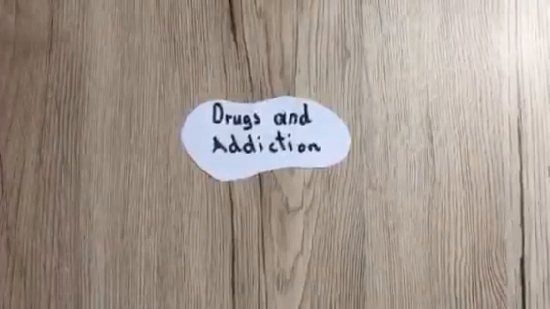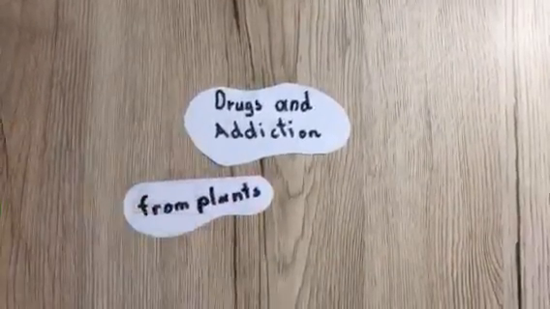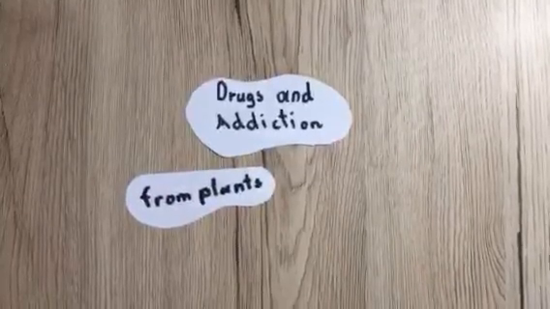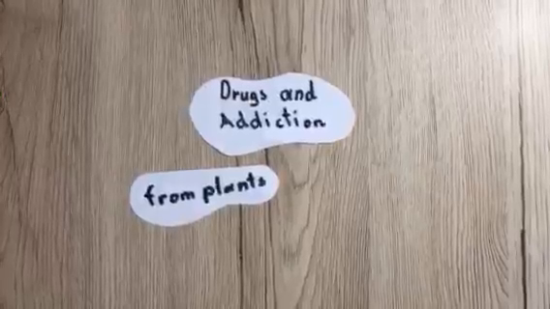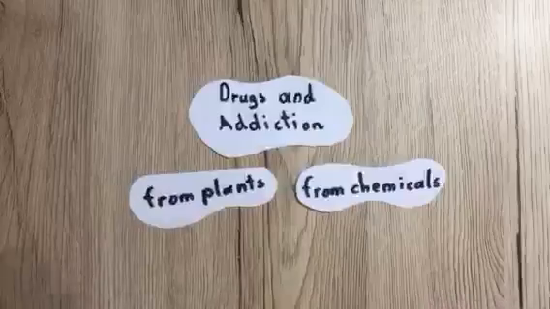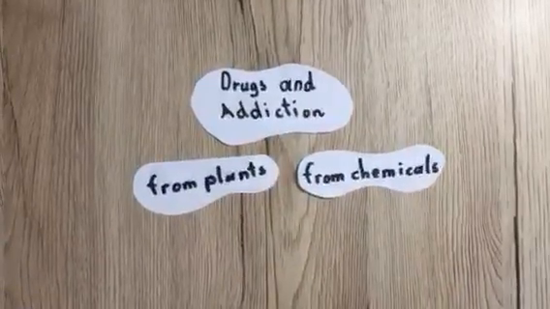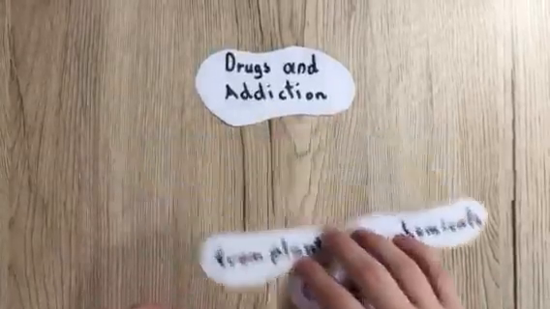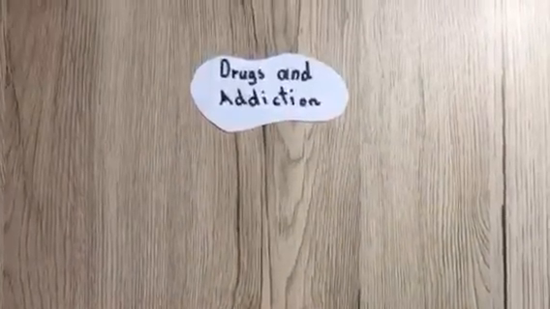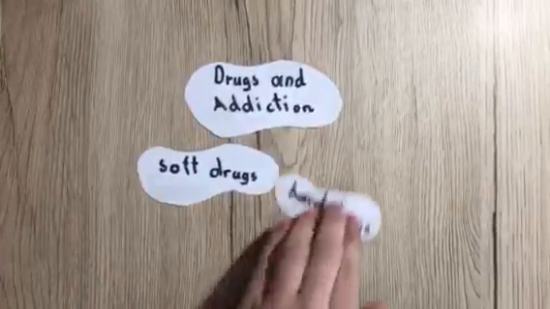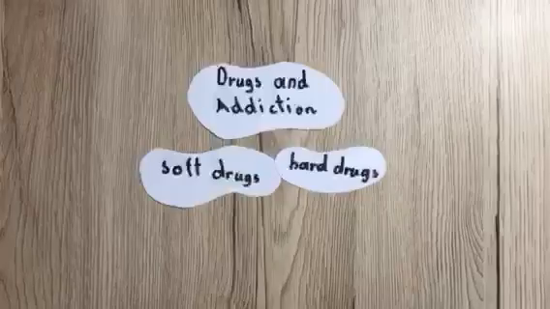In the past, most drugs came from plants. For example, marijuana and opium. These products were gradually refined to produce heroin and cocaine. In the 20th century, people started using chemicals to make synthetic drugs, also called designer drugs, such as LSD and ecstasy. There are soft drugs, like marijuana, and hard drugs, like heroin and crack.